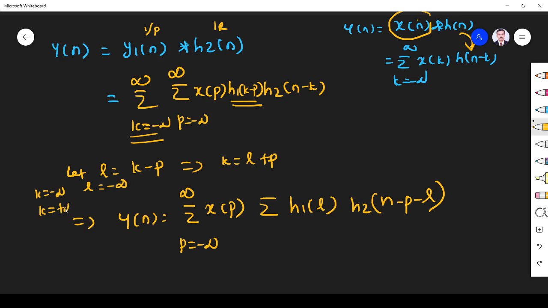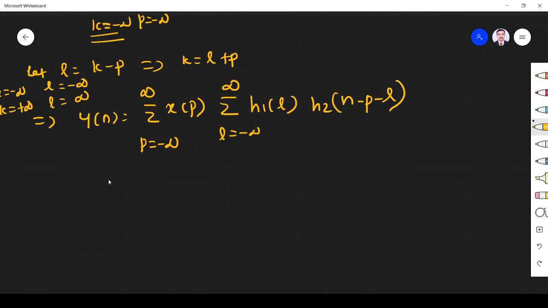If k is equal to plus infinity, I want to replace l by k. So when k varies from minus infinity to plus infinity, what is the equivalent l variation? That's what I am finding. If k is minus infinity, then l is minus infinity. If k is plus infinity, then l becomes plus infinity. So the limit changes from l equal to minus infinity to plus infinity. Do you understand the logic? Okay, now you see this is what we got, right?